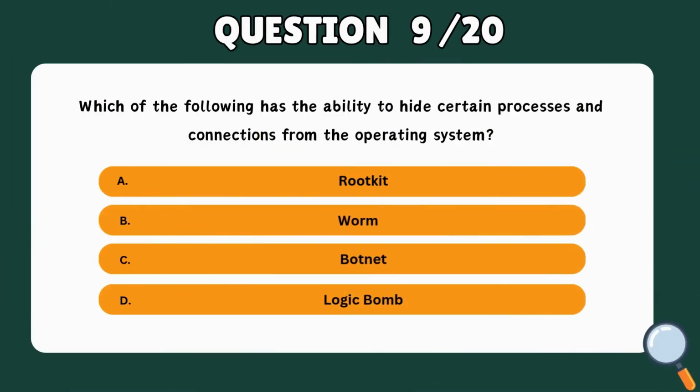Question 9. Which of the following has the ability to hide certain processes and connections from the operating system? A. Rootkit. B. Worm. C. Botnet. D. Logic bomb.